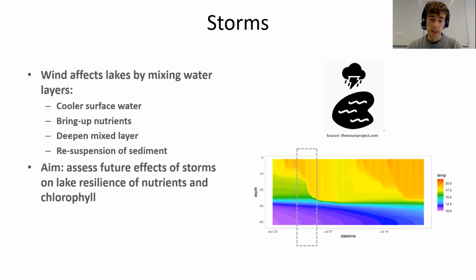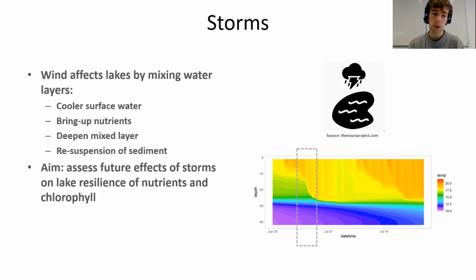So wind affects lakes in multiple ways. It mixes water layers, which causes cooling of the surface layer, partially by this mixing, partially by simply colder conditions that are often occurring. It can bring up nutrients from the hypolimnion, and it can also deepen the mixed layer, as you can see in this heat map over here, where there's clearly a deepening by several meters. And in shallow lakes, there can also be resuspension of sediment.